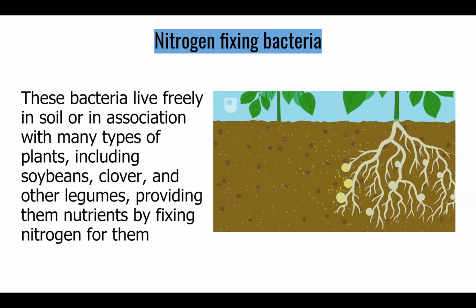And what they do is they live on the roots of these plants. And as they live on the roots of these plants, they fix the nitrogen for them, and those plants use the nitrogen byproducts of these bacteria for free, essentially. So all of these little yellow dots free floating in the soil, as well as these on our roots, that is where our nitrogen fixing bacteria live.